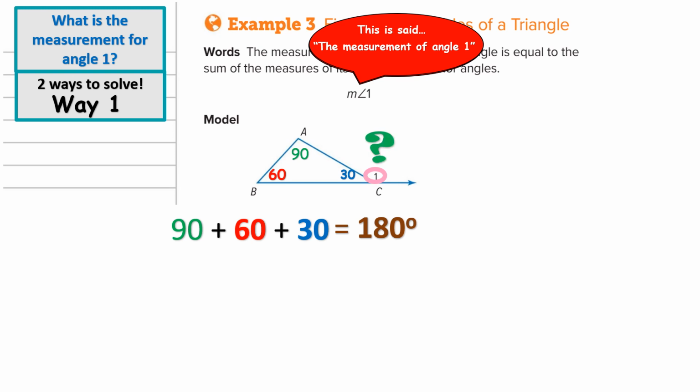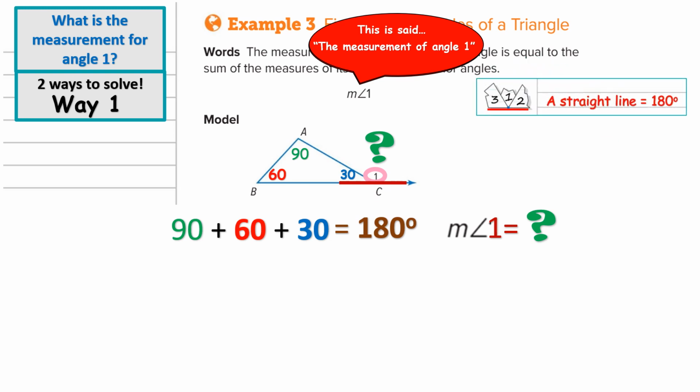Because if we think back to the very first slide that we did on this particular lesson, I reminded you that a straight line or a straight angle is equal to 180 degrees. If you didn't write that down on your first page of notes, then please write that down now, because that's an important thing that you need to know, understand, and own and take from this point forward, because you'll use this all the way through your high school math. The straight line is equal to 180 degrees.